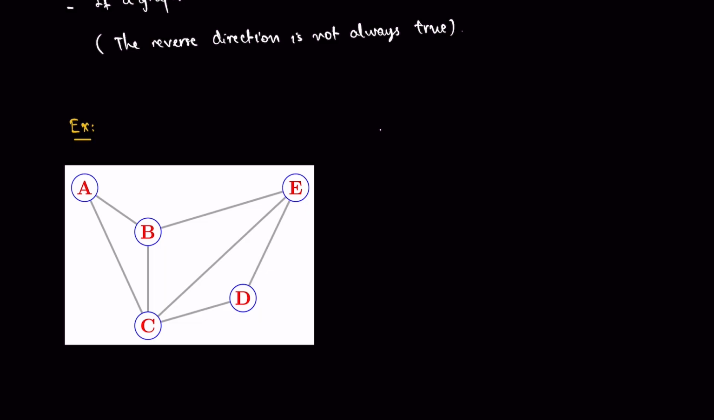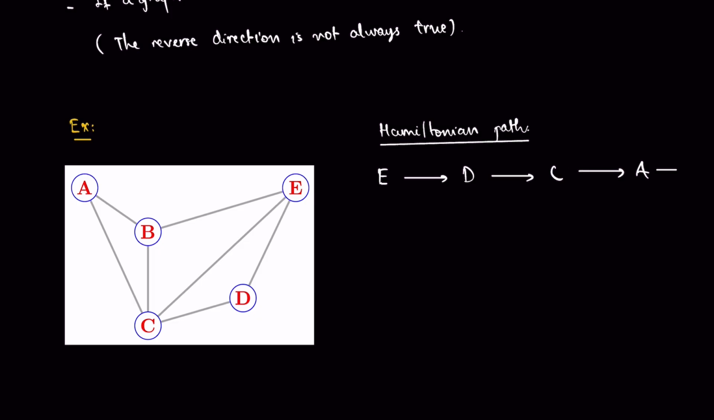For Hamiltonian path, you can start from E, then go to D, then go to C, then go to A, and then finally go to B. So as you can see, for Hamiltonian path, you visit every vertex once, and you can finish anywhere. So I start at E and I stop at B. Here you visit every vertex once, and you finish anywhere. And this is how you travel.